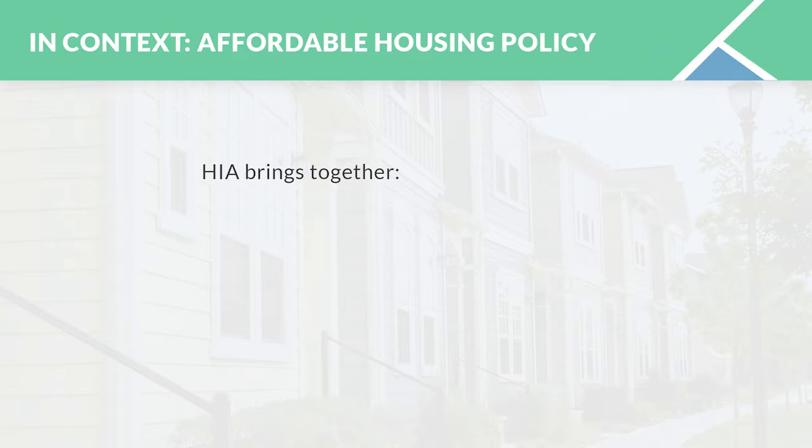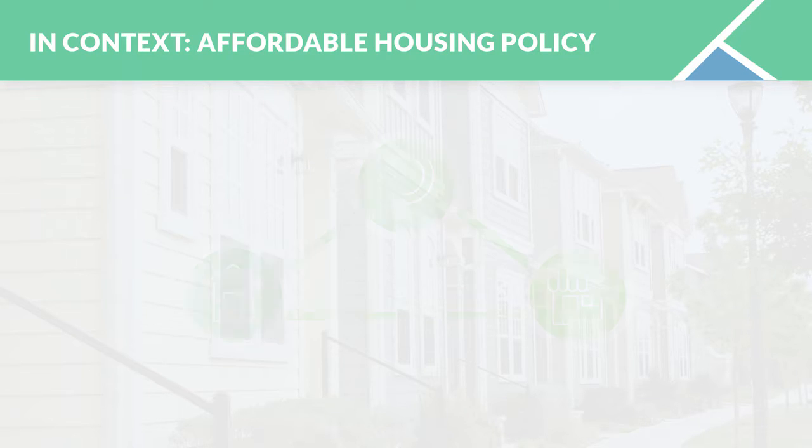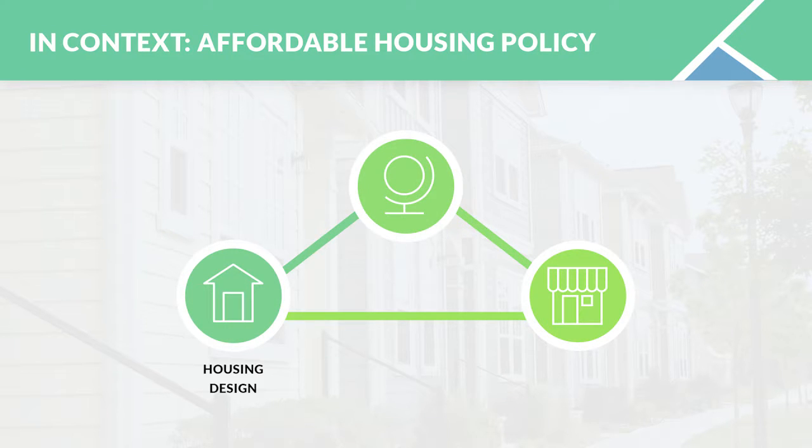The HIA process led to a refined focus on underlying determinants of health within the policy by engaging traditional affordable housing stakeholders in the HIA process, along with public health and social equity perspectives that were new to the affordable housing policy discussions. Specifically, recommendations were made that considered housing design, access to educational opportunities, and the community context in which affordable housing was being developed.